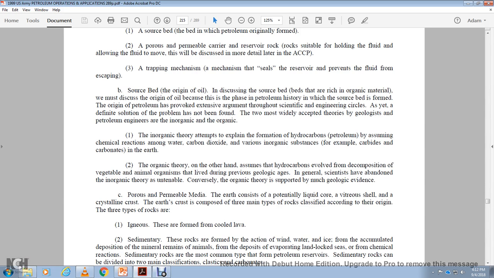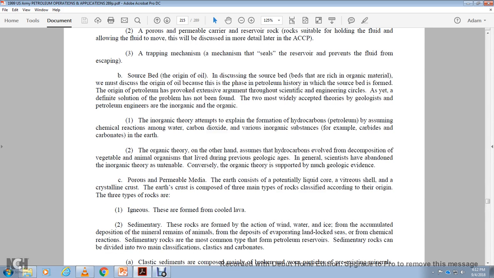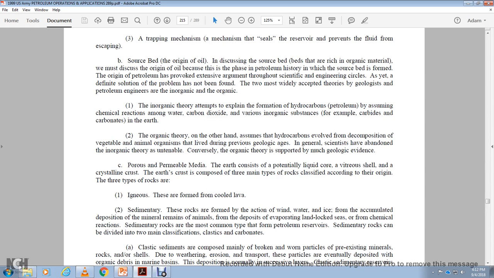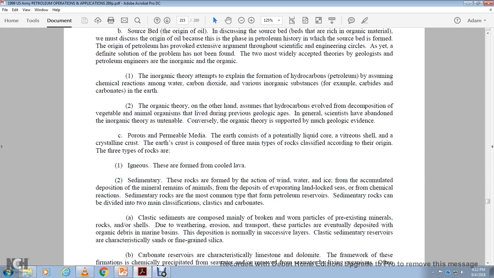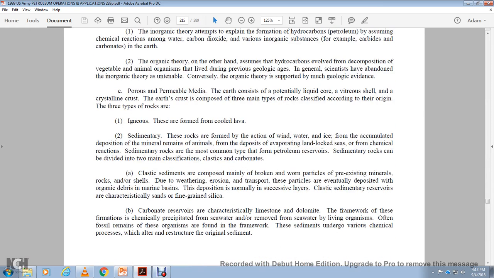Sedimentary rocks are the most common type to form petroleum reservoirs. Sedimentary rocks can be divided into two main classifications: clastic and carbonates. Alright, clastic sediments have components mainly made of worn particles of pre-existing rocks, through weathering, erosion, and transportation. These rocks are deposited with the organic debris of the marine basin.